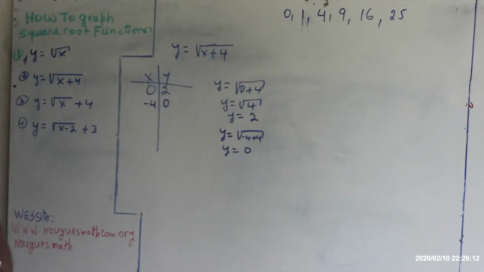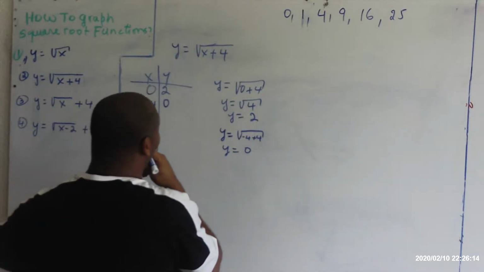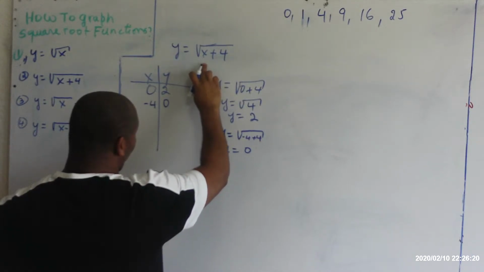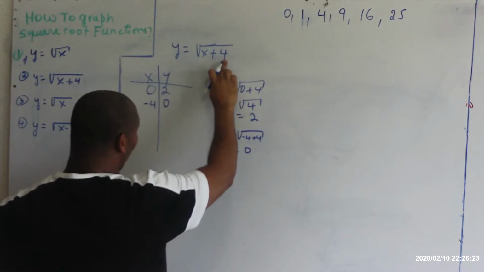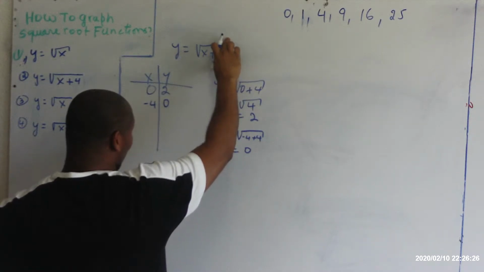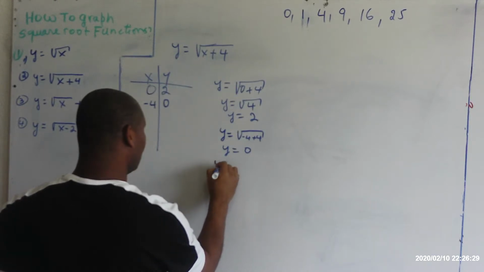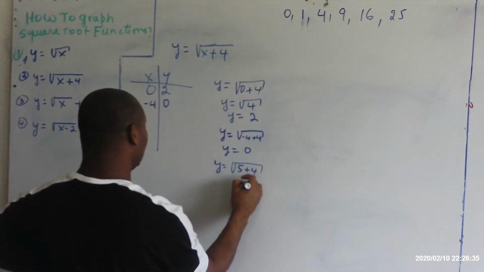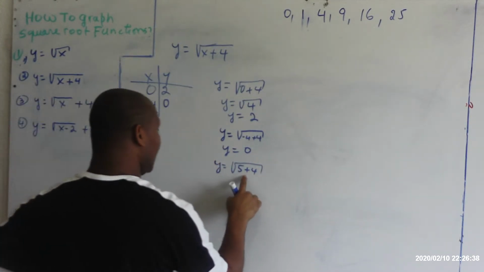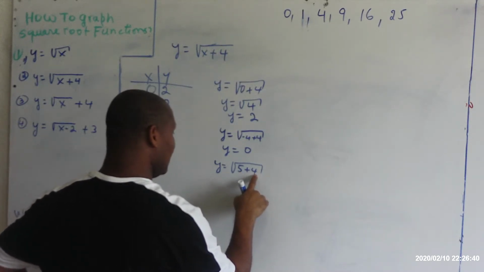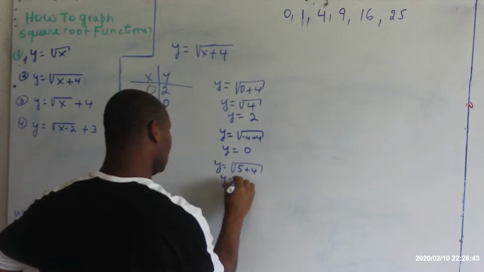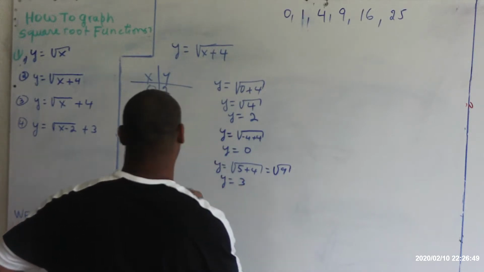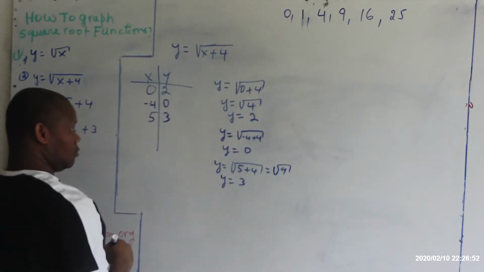Another number we can put is 5, because 5 plus 4 will be 9. The square root of 9 will be 3. So if I put 5 right here, look, 5 plus 4 will be 9, square root of 9 will be 3. So 3 right here.